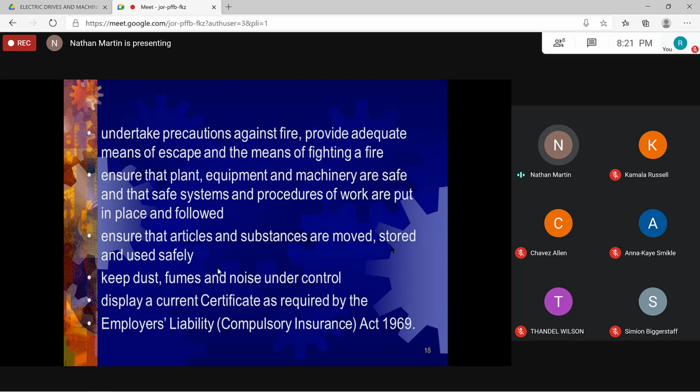So that's why you're given ear muffs. If you can't remove the noise, you have to provide the PPE to protect against it, right? Display a current certificate as required by the Employees Liability Act, right? So they have to display a certificate saying this workplace, this environment is passed as an electrical facility or a manufacturing facility, right? So they have to prove that they have the necessary systems in place.